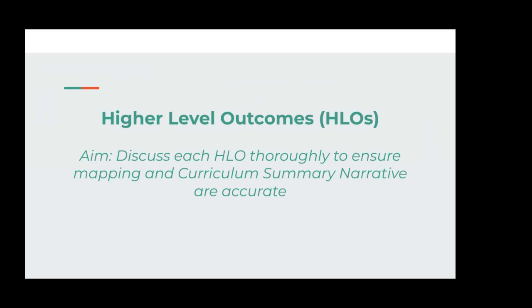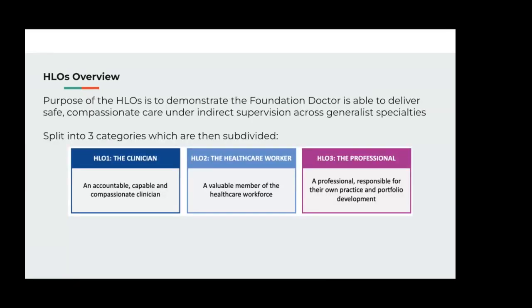Okay, so HLOs. These are the higher learning outcomes. So what we'll do is discuss thoroughly to ensure that you're mapping things to the HLOs correctly, and we'll again just recap the curriculum summary narratives and make sure that they're accurate. So the HLO overview, there are 3. The first one's about the clinician, second one's about the healthcare worker, and the third one's about the professional.